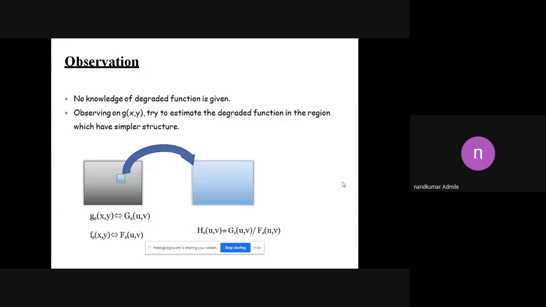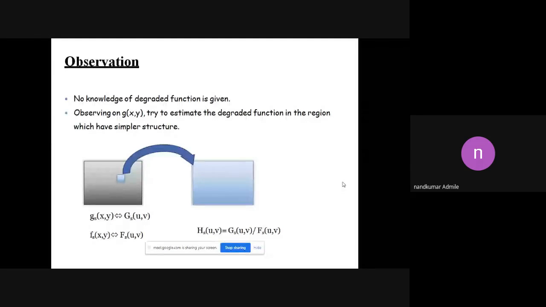As the name indicates, here we can use the word observation. Simply we have to observe the images. By looking at an image we can compare the difference between the two images. That's why we call it estimation of a degradation model by observation. By looking at the image, we can easily identify the difference between the two images.